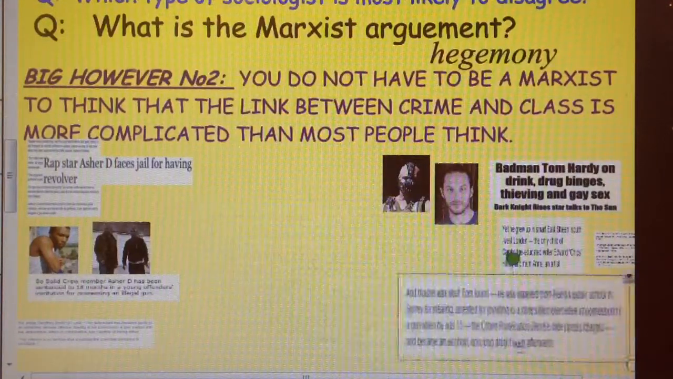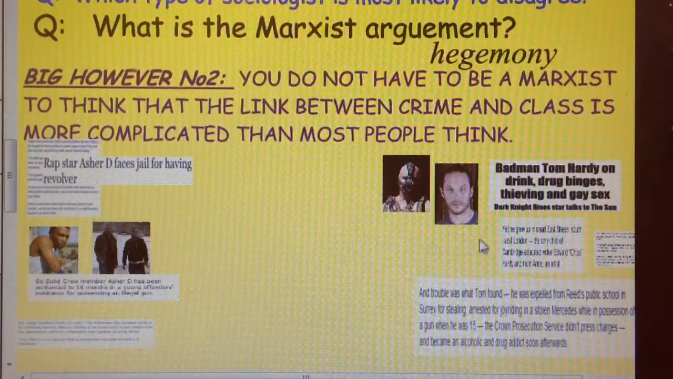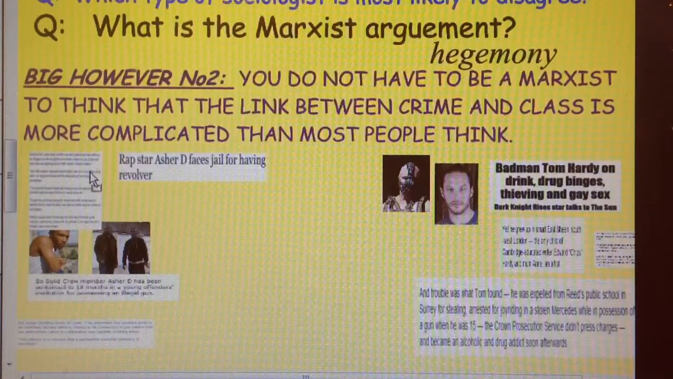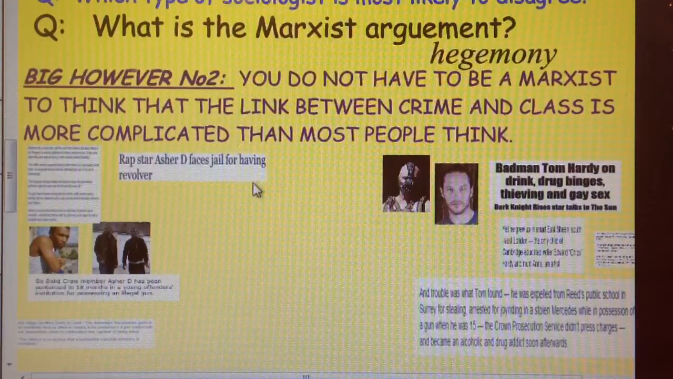Very, very similar crimes. But in one case, 18 months in prison. In another case, didn't even go to court. So the link between class, and in fact ethnicity, and crime is more complicated. And we'll talk about that more in future lessons.